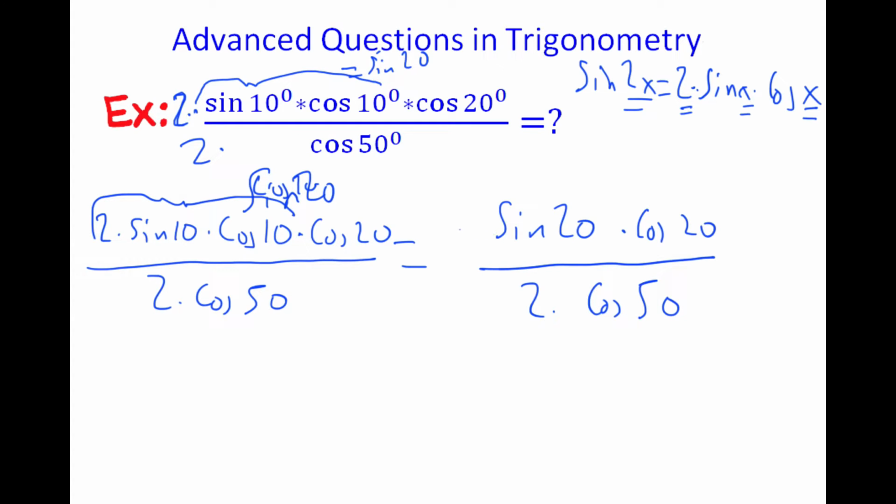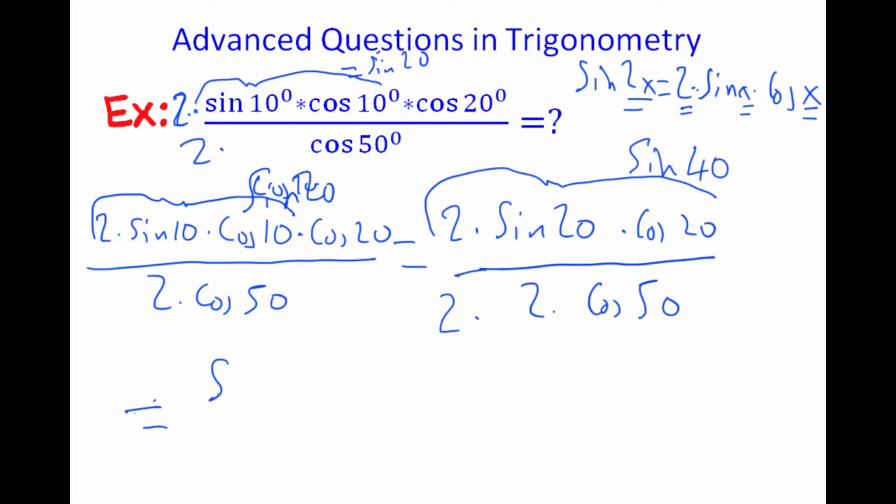And here we will do the same thing. Again, if I put 2 here, then I have to put 2 here, in order not to change the value of the fraction. And once I do it, the numerator is going to look like sine 2 times 20, which is 40, right? So in the next step, we're going to have sine 40 degrees divided by 2 times 2, which is 4, times cosine 50, guys. There is a rule also, guys, that we're going to benefit from in this question.